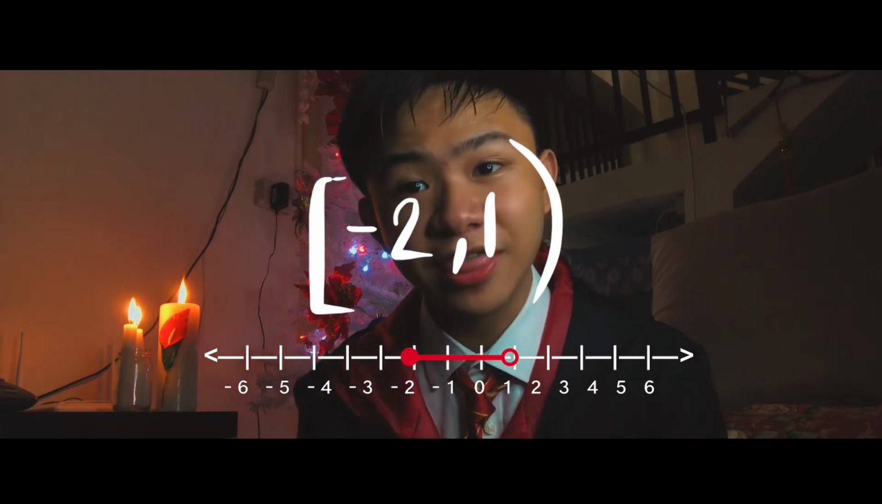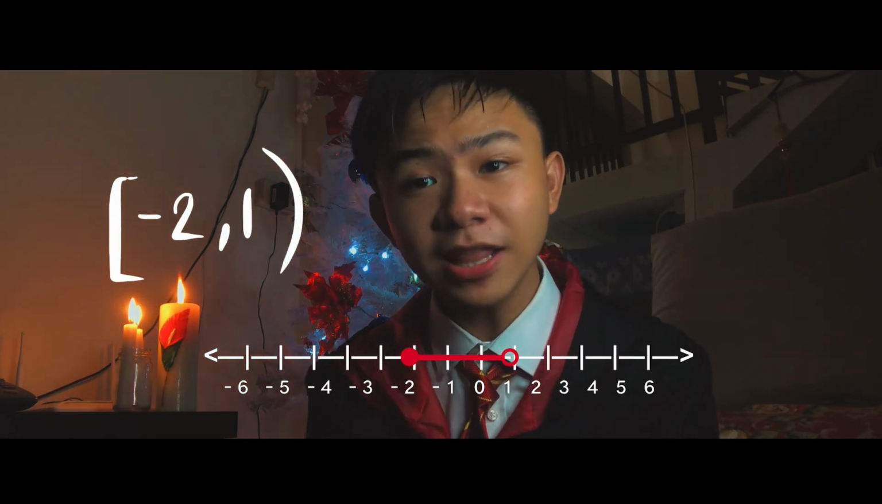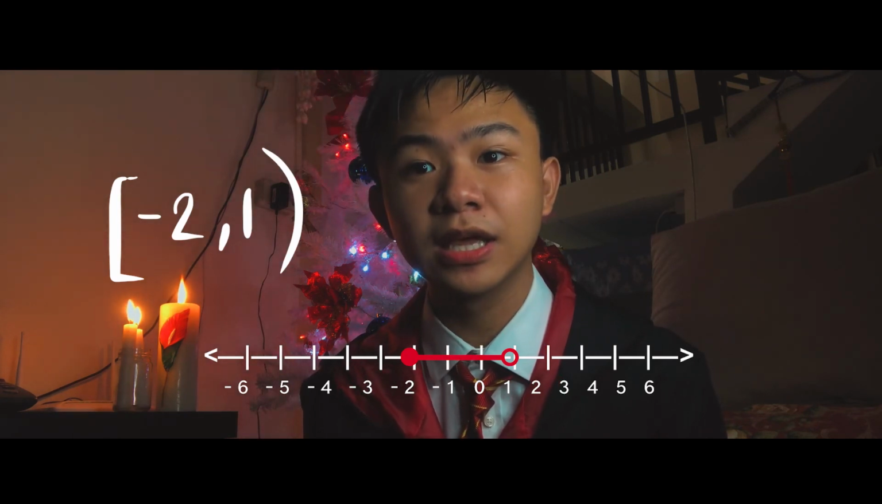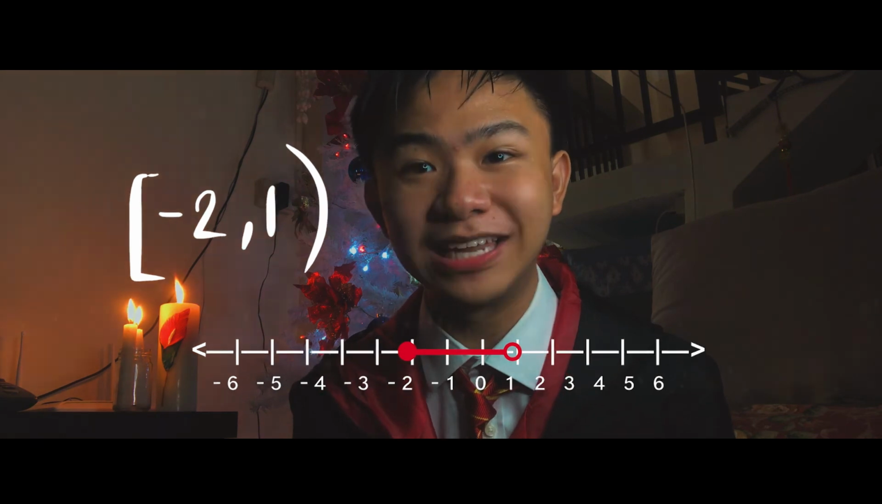In conclusion, we are going to have an interval or set notation of [-2, 1), because a bracket means that it is included in the solution, and a parenthesis means it is not included. So that would conclude our answer for this inequality.